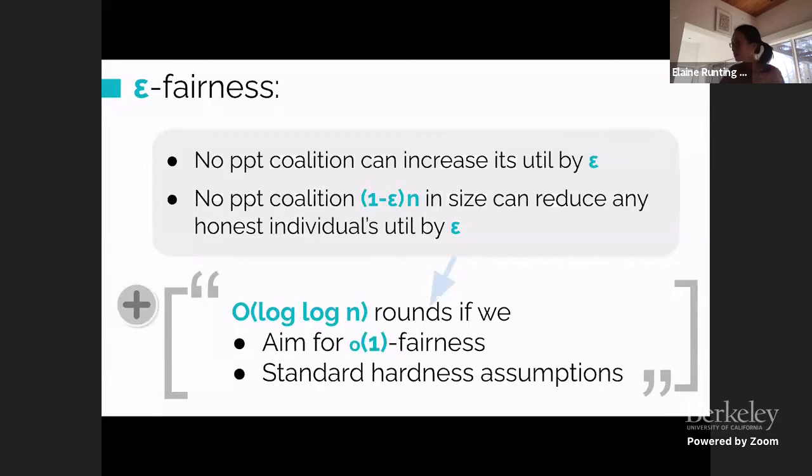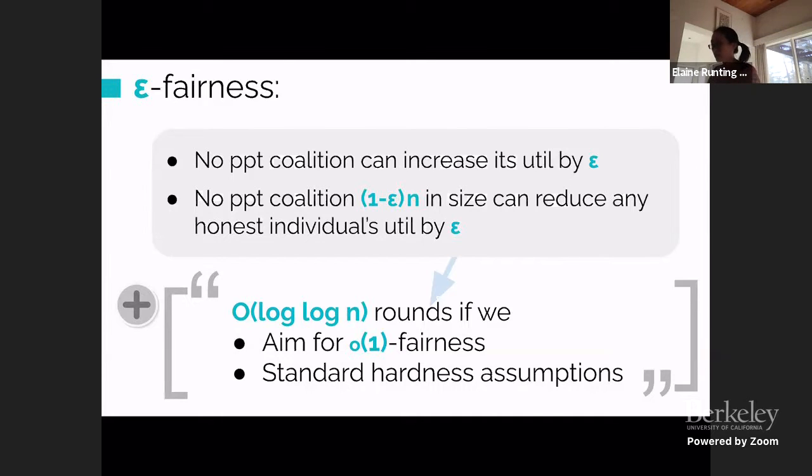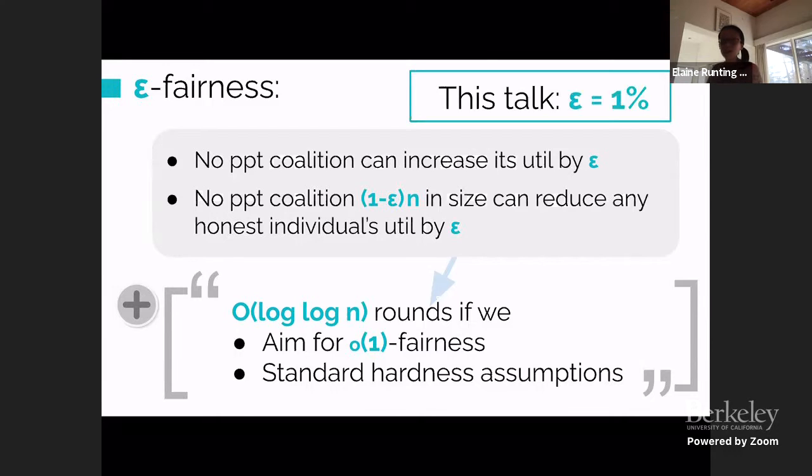Yes, question? So the protocol does not depend on epsilon then? The protocol needs to know epsilon. Epsilon is a parameter of the protocol. Okay, so I'll give a more parameterized version of the statement later, and you'll see how to parameterize it, depending on how much fairness you want. In this talk, I just want you to assume epsilon is 1%, even though we prove something stronger. This is just for simplicity in the talk.